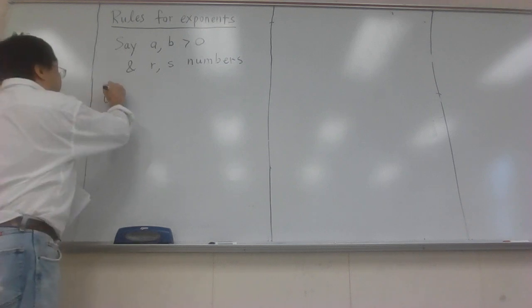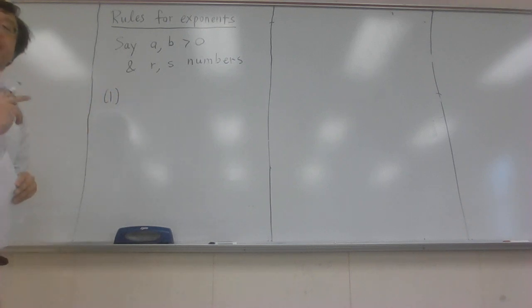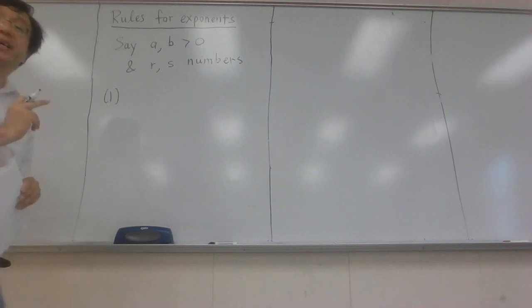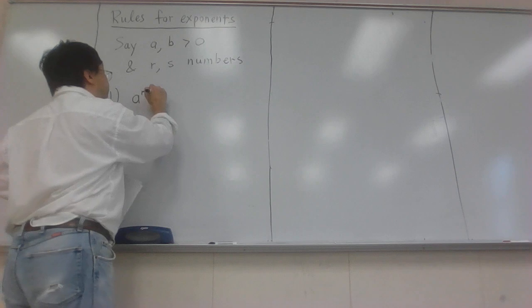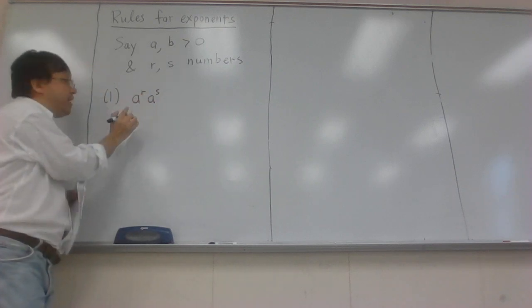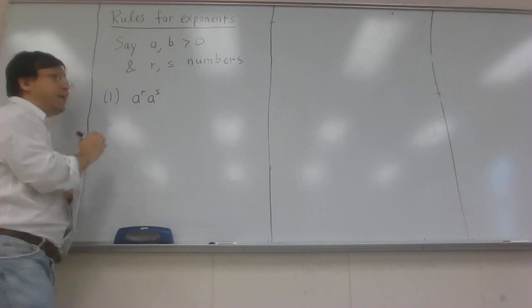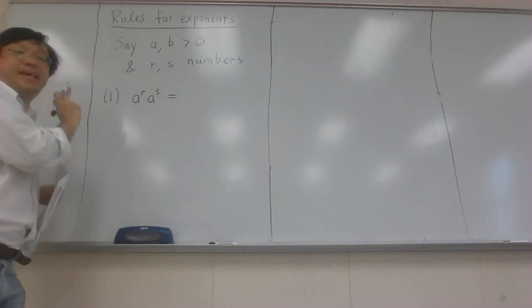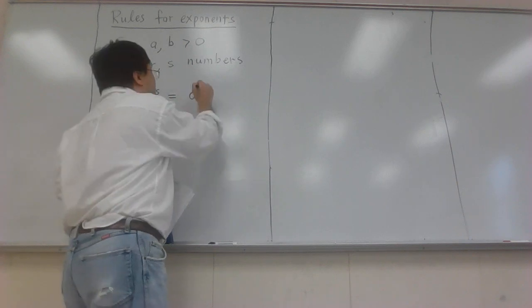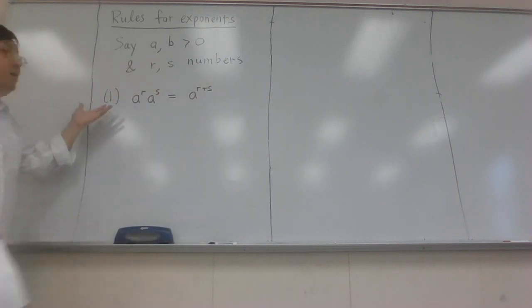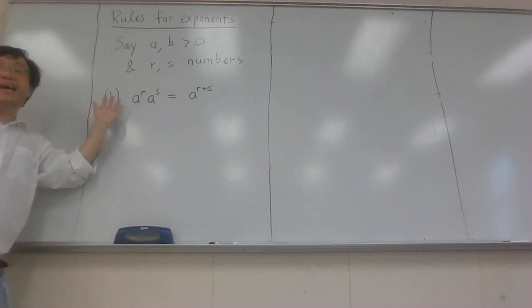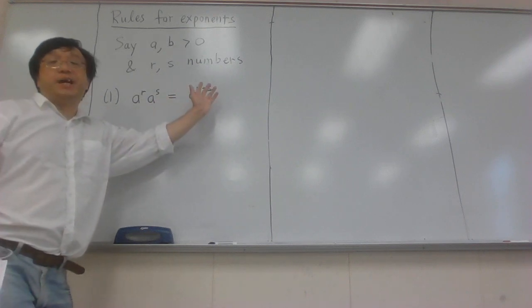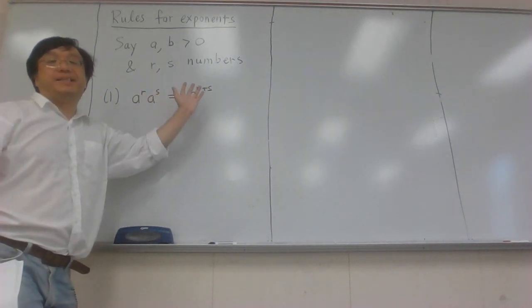The first rule for exponents says that if you multiply two exponents with the same base, it is the same as adding the powers together. So if you multiply two exponents with base A, this is A to the power of R plus S. So that's rule 1.